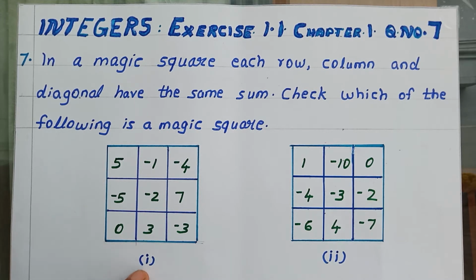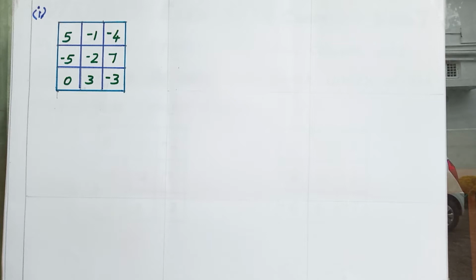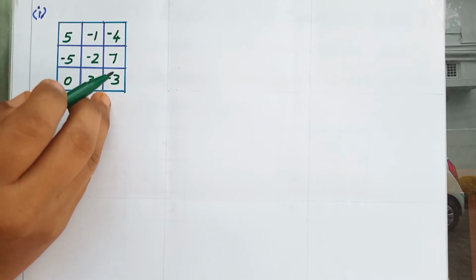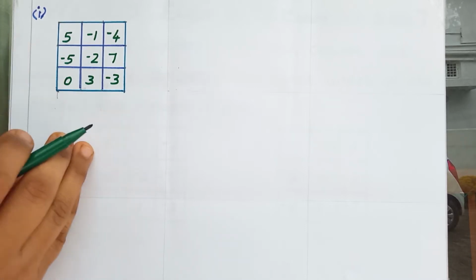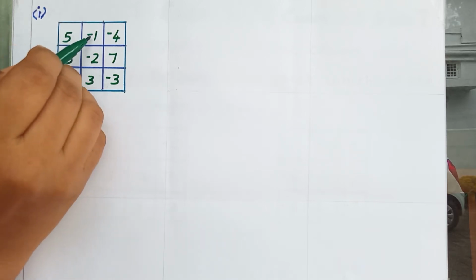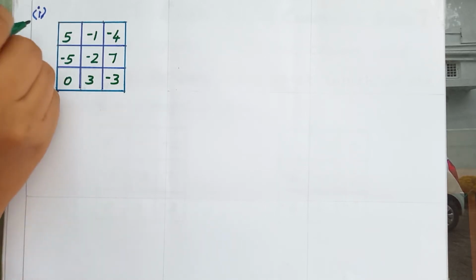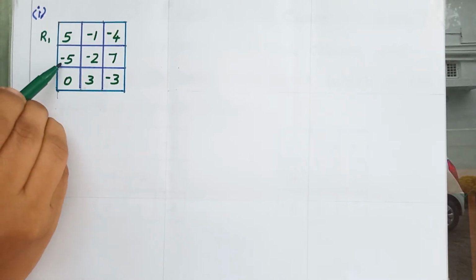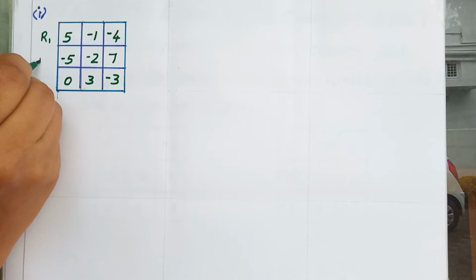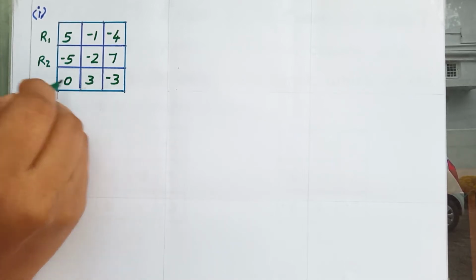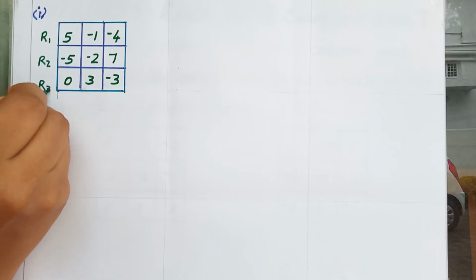First we can take question number 1. In this question, first we check which are the numbers in rows, which are the numbers in columns, and which are the numbers in diagonals. 5, -1 and -4 are in row number 1. -5, -2, 7 are in row number 2. 0, 3, -3 are in row number 3.